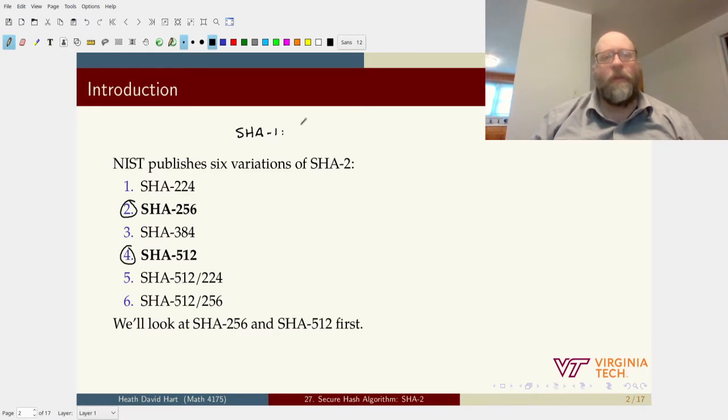SHA-1 uses 80 rounds of encryption and works with a 512-bit block size and can encode messages up to 2 to the 64th bits, which is your maximum file size, your maximum input size.